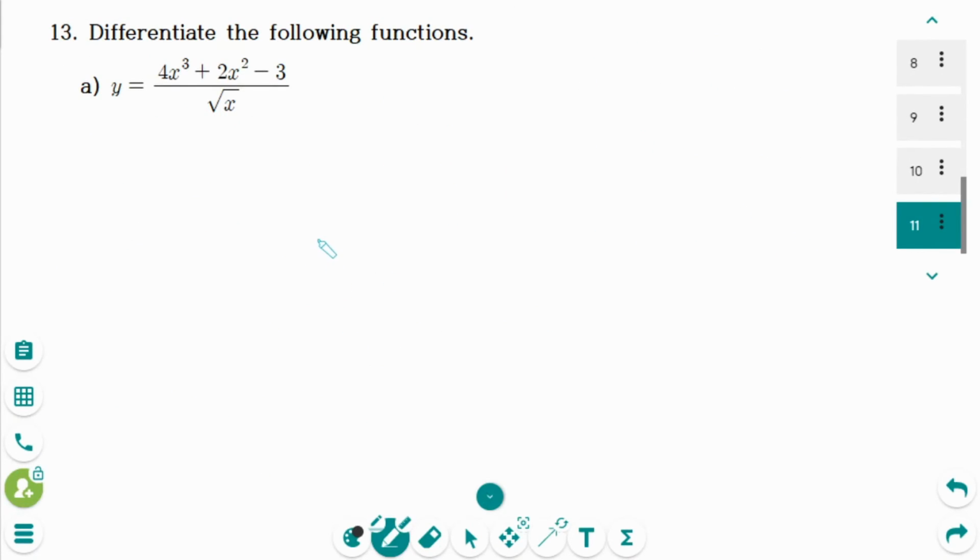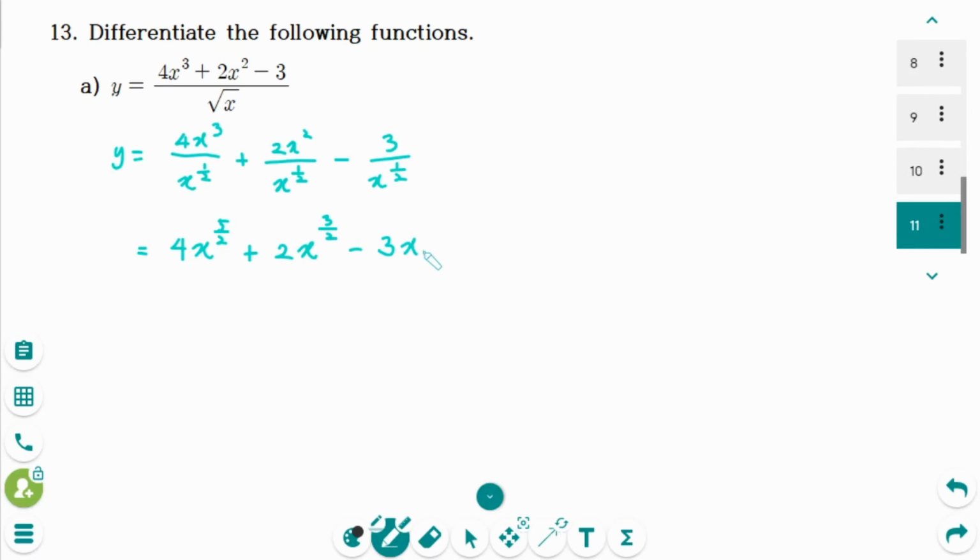This is the last question. Simplify first. 4x to the power of 3 divided by x to the power of 1 over 2 plus 2x squared divided by x to the power of 1 over 2 minus 3 over x to the power of 1 over 2 equals 4x to the power of 3 minus 1 over 2, which is 5 over 2, plus 2x to the power of 2 minus 1 over 2, which is 3 over 2, minus 3 times x to the power of minus 1 over 2.